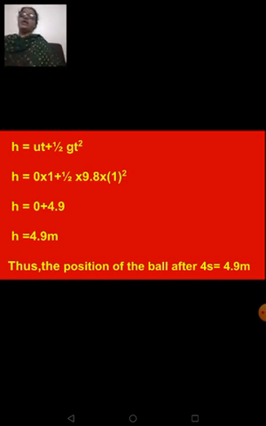So 9.8 into 1 square. Simple calculation. 0 into 1 will give you 0. Half into 9.8, that is 9.8 divided by 2, will give you 4.9, into 1 square is 4.9 only. So 0 plus 4.9 will give you 4.9. So the position of the ball after 4 seconds is going to be 4.9 meter.